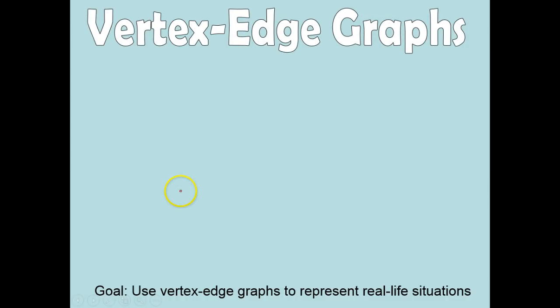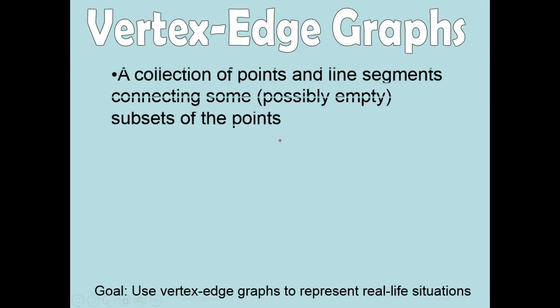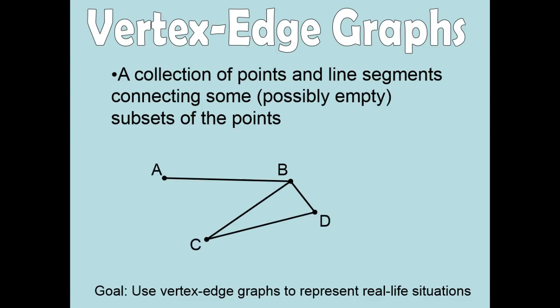In this video, I will show you how to make a vertex edge graph and how to read and understand one. So a vertex edge graph is a collection of points and line segments connecting some, possibly empty, subsets of those points. For example, this is a vertex edge graph where points like point F, A, B, C, D, those are the vertices. And then the segments that we have here are the edges.